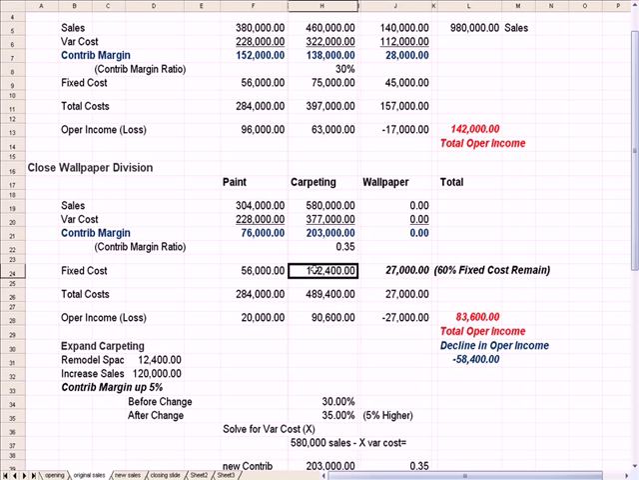The fixed costs went up by that $12,400, so we had that additional cost come in. Our sales went up by D32, which was the $120,000. So if I take the $460,000 plus the $120,000, I get the $580,000. So I know my $580,000 sales number. I know what my fixed cost number is.